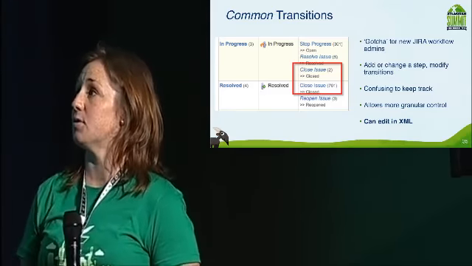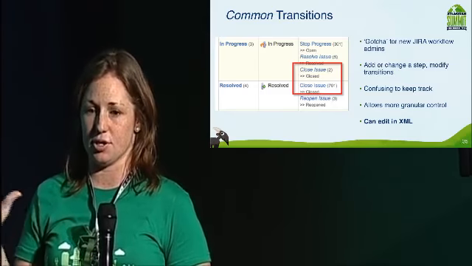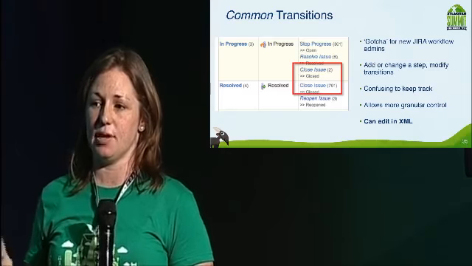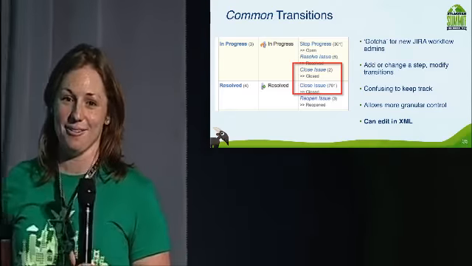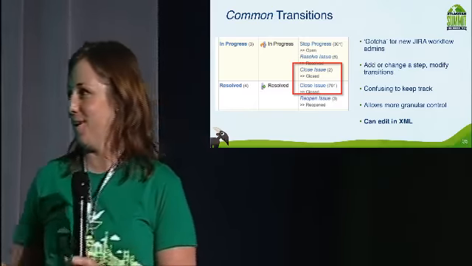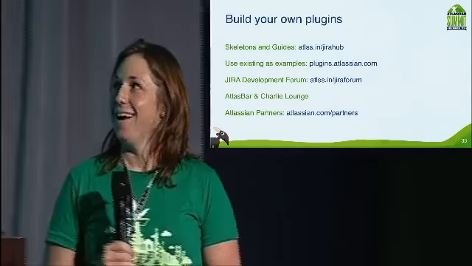It is possible to make them the same. So if you want all of the conditions and restrictions to all be the same every time you do that transition, you can build that in XML. If you like XML, you can build all your workflows in XML. And then, of course, you can build your own plugins as well.